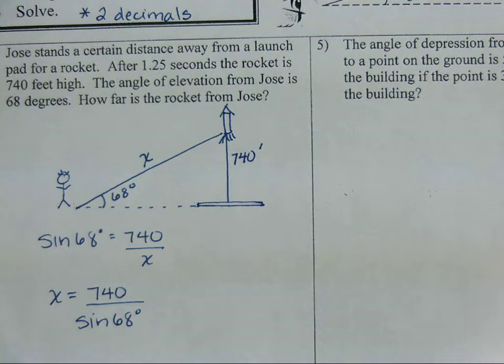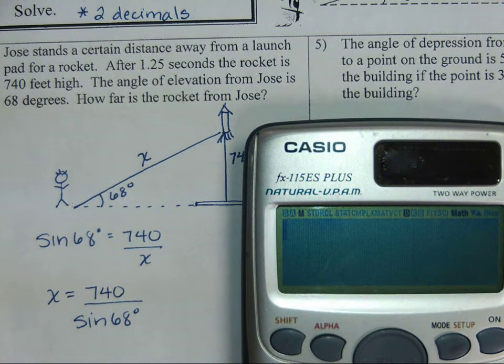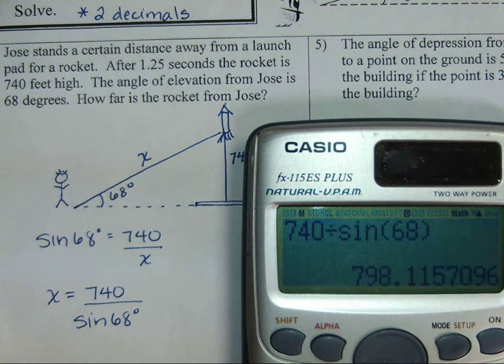And so now you want to put that in your calculator. All right, again, my calculator allows me to put it in exactly the way I see it. But if yours doesn't, figure out what you got to figure out. So that would be 798.12 feet.